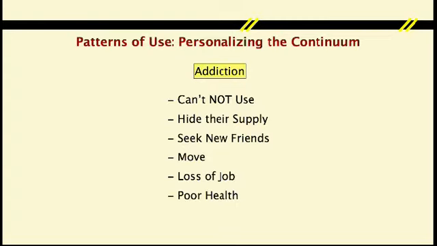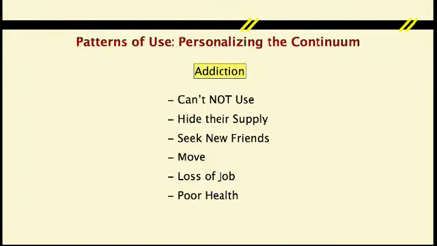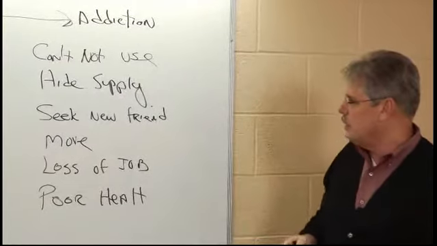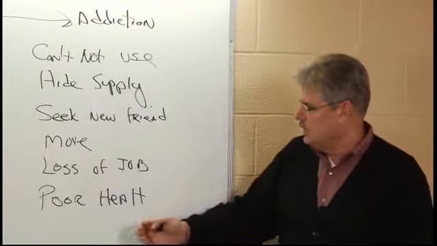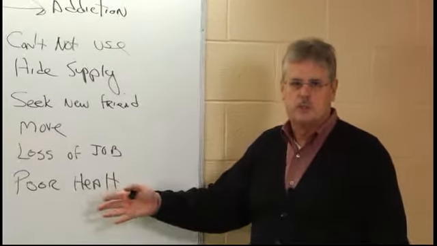And then addiction, descriptors that would often come out would be can't not use. In other words, the individual can't stop using. They hide a supply of the drugs, or they're always seeking a supply of drugs. Maybe they seek new friends. Maybe because of the things that have been happening in their life and the problems in their life, they have to move and go to a different location, thinking that if they go to a different location, things will be better. They may actually lose their job, and frequently they would talk about this is when poor health starts to occur.